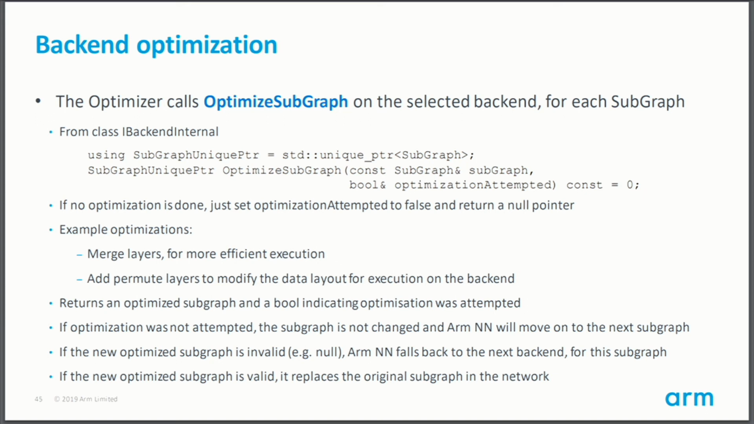If the optimization failed or was invalid, it returns a null pointer, then Arm NN will reassign that subgraph to a different backend instead of this one, so we can still run the whole graph. But if the new optimized subgraph is valid, then Arm NN will replace the original subgraph in the overall graph with the new optimized subgraph.